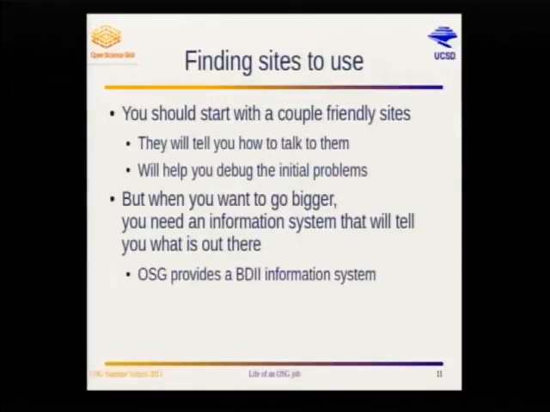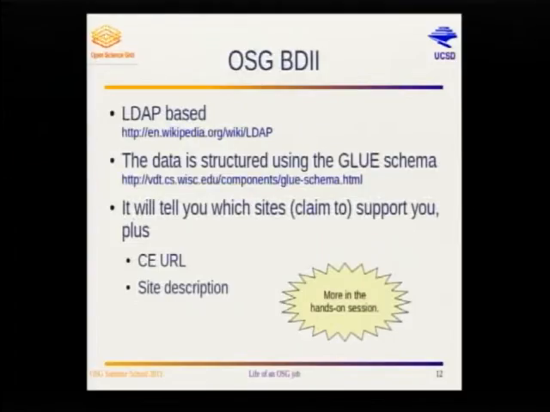And to discover the sites, you need some sort of information system, right? And in OSG, this is the so-called BDII information system. BDII, it's an LDAP-based server. If you want to know what LDAP is, just look it up on the wiki. It's pretty standard. But LDAP is very generic. You can throw anything you want in it. So you need a schema that describes the semantics of what you throw into it.